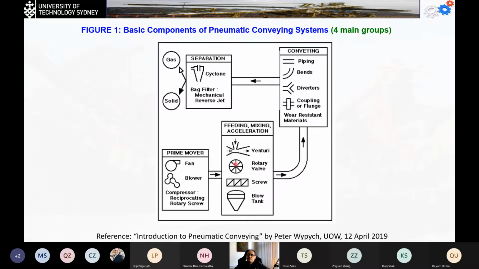And we have the rotary valve, which, once again, feeds the material in batches. And we have the screw conveyor. It can feed the material continuously and prevent the air pressure from going backward. And we have the blow tank, which is going to be pressurized.